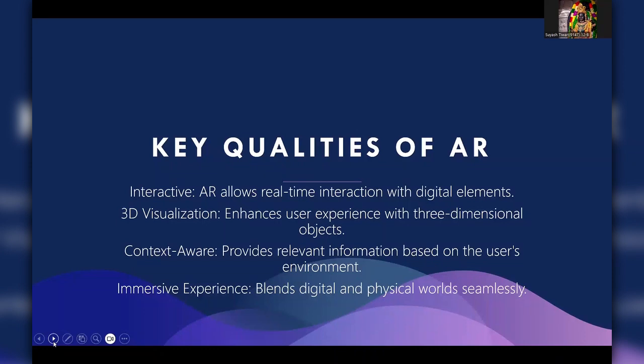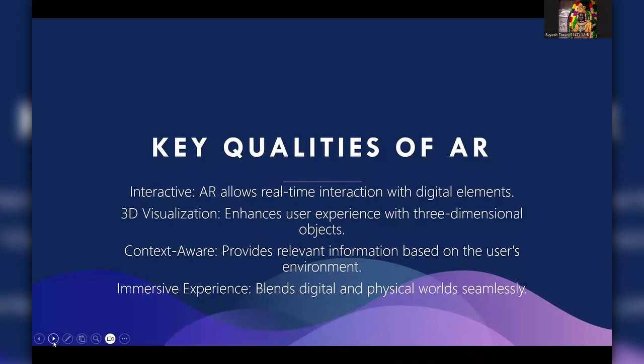Second one is context awareness, which provides relevant information based on the user's environment. Augmented reality provides relevant information, that is, the information provided by augmented reality is true, because augmented reality is meant for a particular platform where exactly the correct information is transformed and shown to the user.